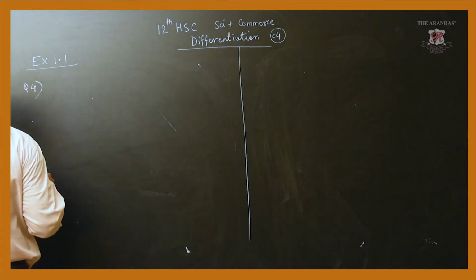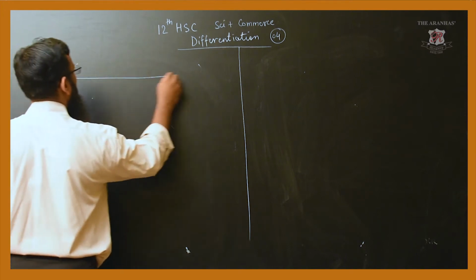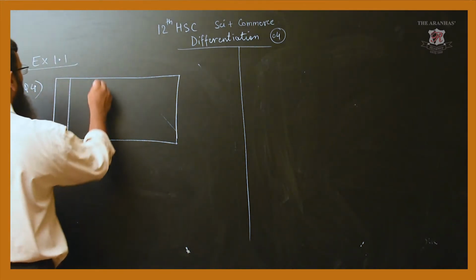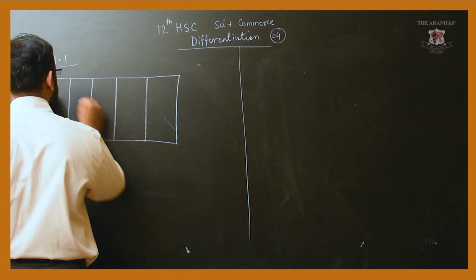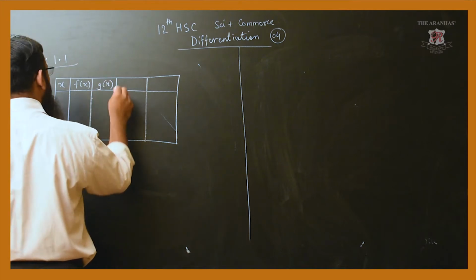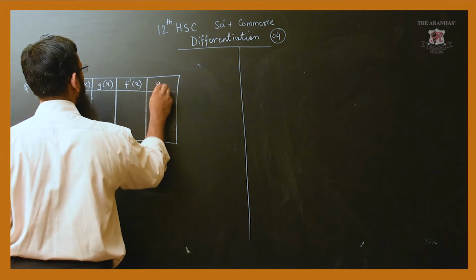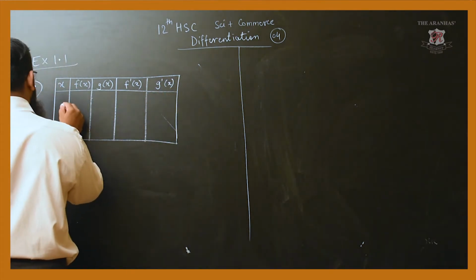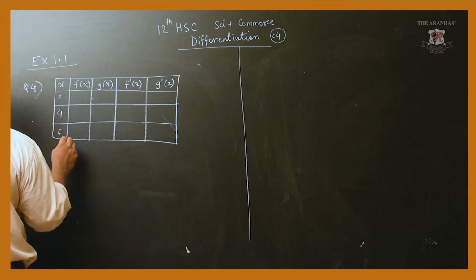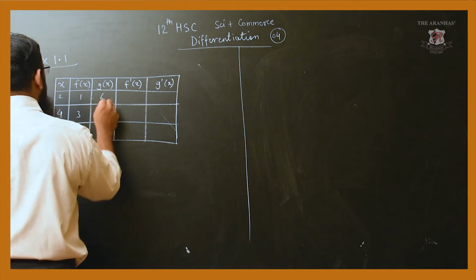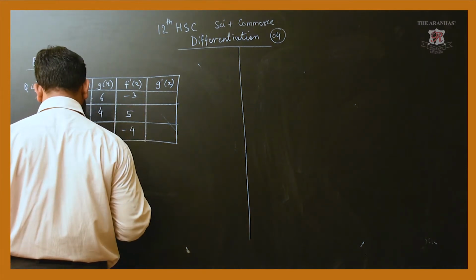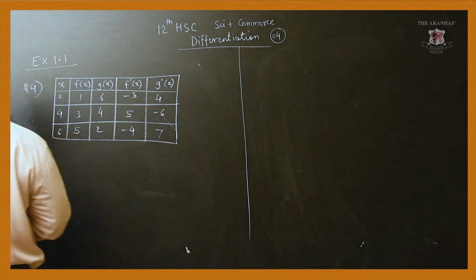Nice question, question number 4. A table is given, so I will draw the table as per the textbook, where 5 columns are there. x, f of x, g of x, and the values are 6, 1, 3, 5, 6, 4, 2, minus 3, 5, minus 4, 4, minus 6, and 7.